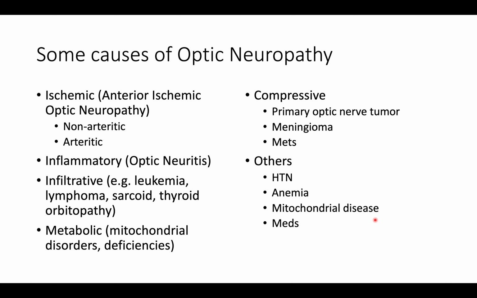So what are the causes of optic neuropathy? We have ischemic. Specifically, we want to talk about anterior ischemic optic neuropathy. So what is this disease? This disease is characterized by sudden, unilateral, painless visual loss, and it has two types: arteritic and non-arteritic. The non-arteritic is more common than arteritic.